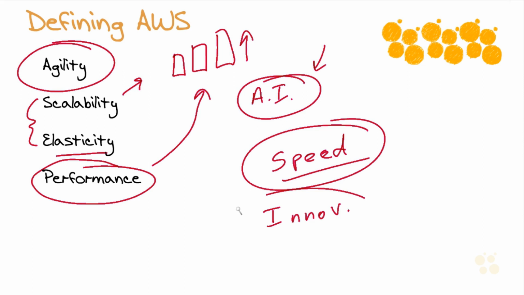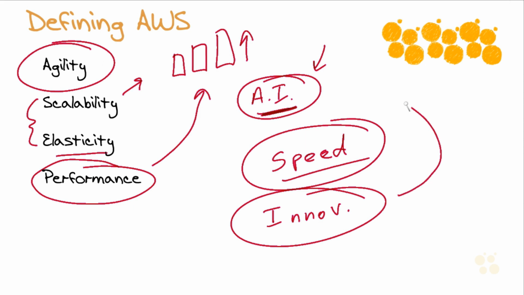We also tend to have a culture of innovation when we do Amazon Web Services. Think about the AI example. We may have never thought about trying to get involved with machine learning and artificial intelligence before, but since these are services that are available to us in Amazon Web Services, we might start to think about innovation that way.